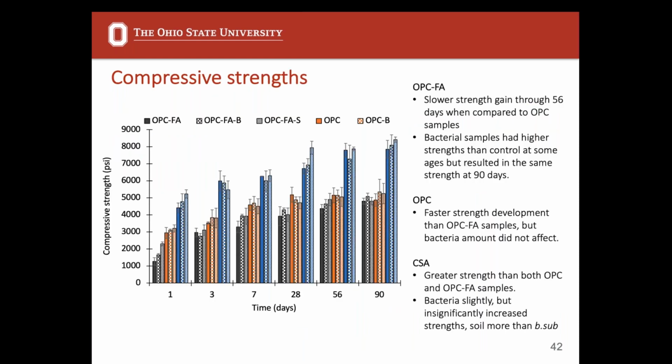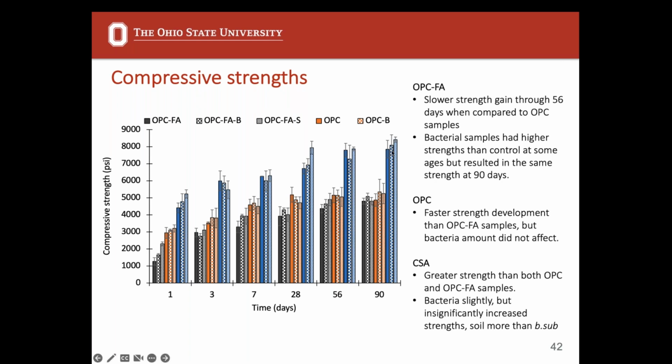You may be wondering what the effect of the bacteria on compressive strengths is. So I'm showing that here. The OPC system is shown in orange. The black is our fly ash OPC system, and then the blue is our calcium sulfoaluminate system. And the long and short answer is basically the bacteria don't affect our compressive strengths.